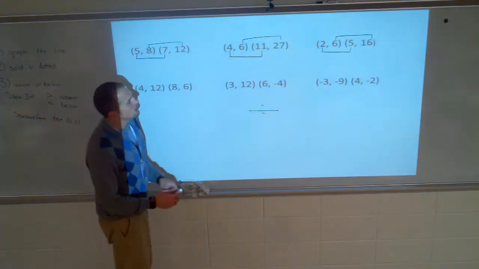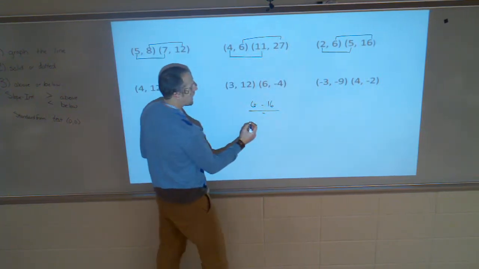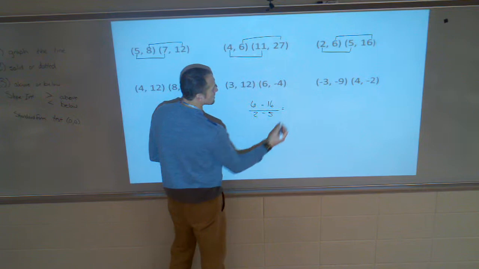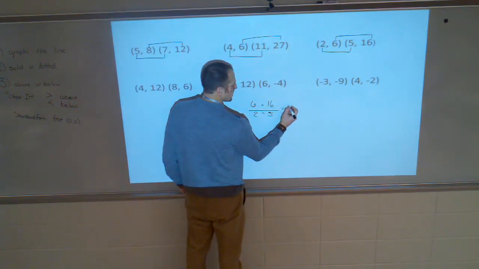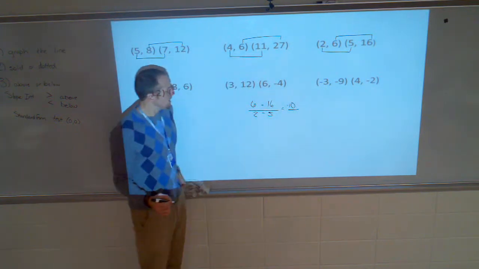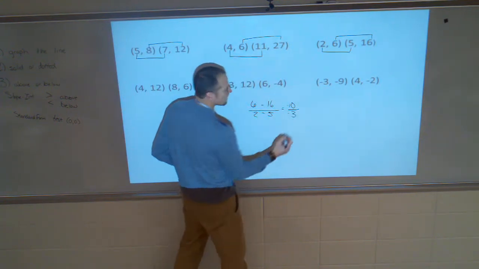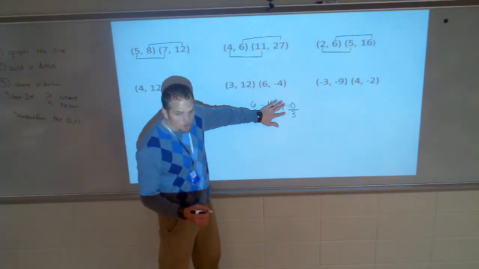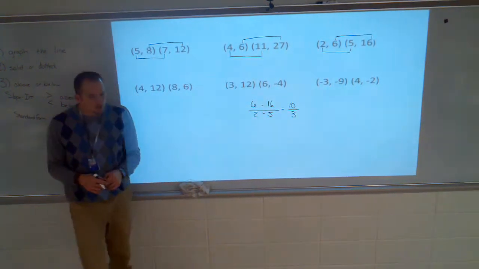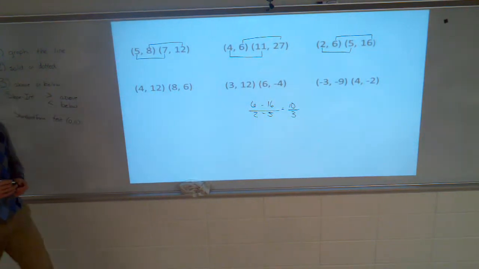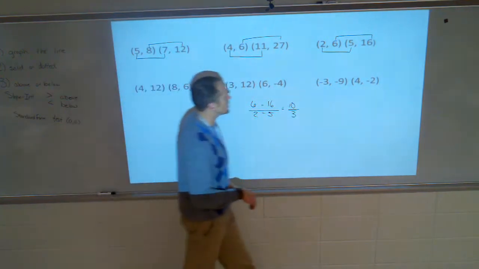Okay, so when I do this, I'm going to have 6 minus 16 and 2 minus 5. Alex, 6 minus 16? Negative 10. Ileana, 2 minus 5? Negative 3. Janice, a negative over a negative is positive. And that cannot be reduced any further. Your answer is 10/3. Everybody try this one. What is the slope between those 2 points?